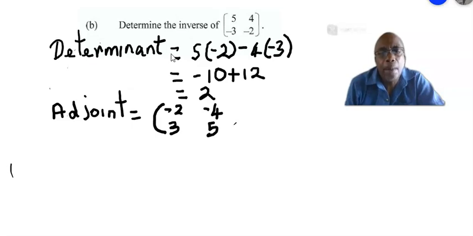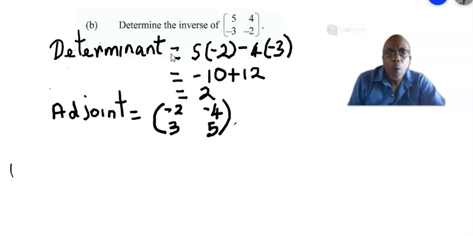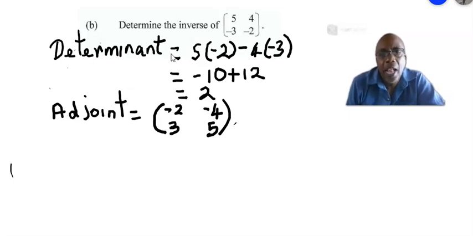So if you look at it, we have simply interchanged the 5 and the -2. So -2 goes up here and 5 goes down here. And we have changed the sign of the 4 and the -3. So -4 goes here and 3 is here. And this is the adjoint.